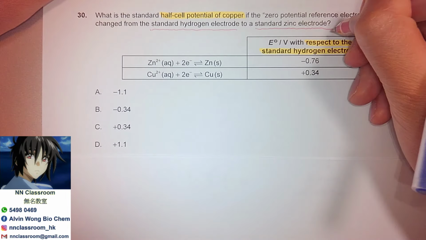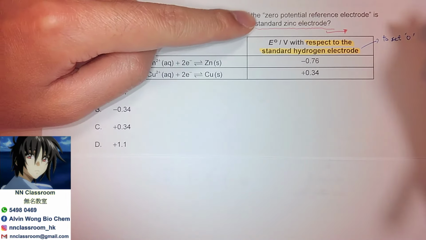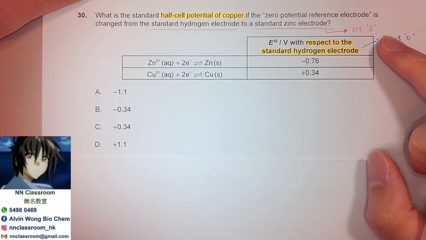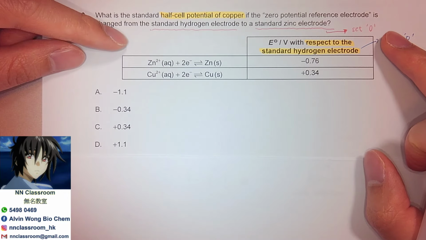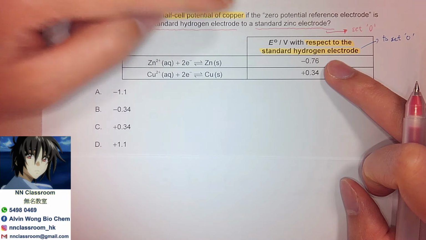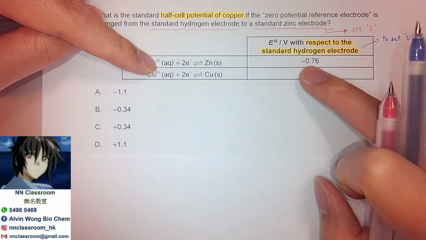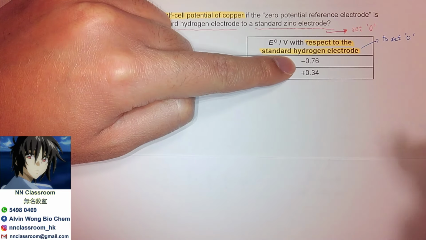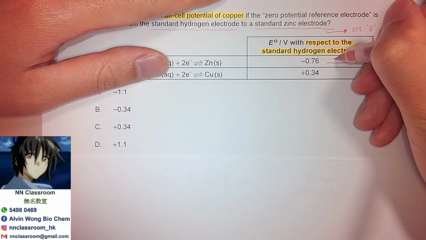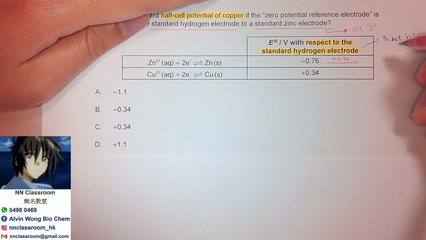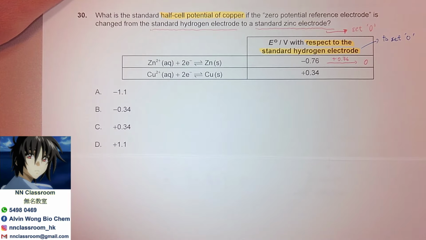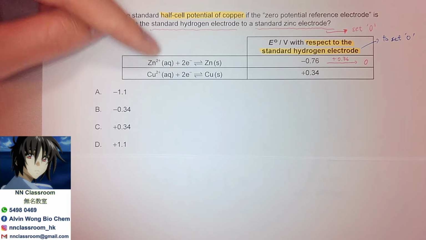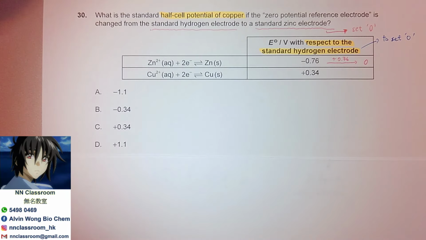So that means now we should point out, using the red pen, zinc is set to 0. If we want to put zinc to be 0, given that under the reference of hydrogen zinc is negative 0.76, what we can do is simply add 0.76, then it becomes 0. Make sense? So if I do so for zinc, I do so for everyone, because the position is not changing.